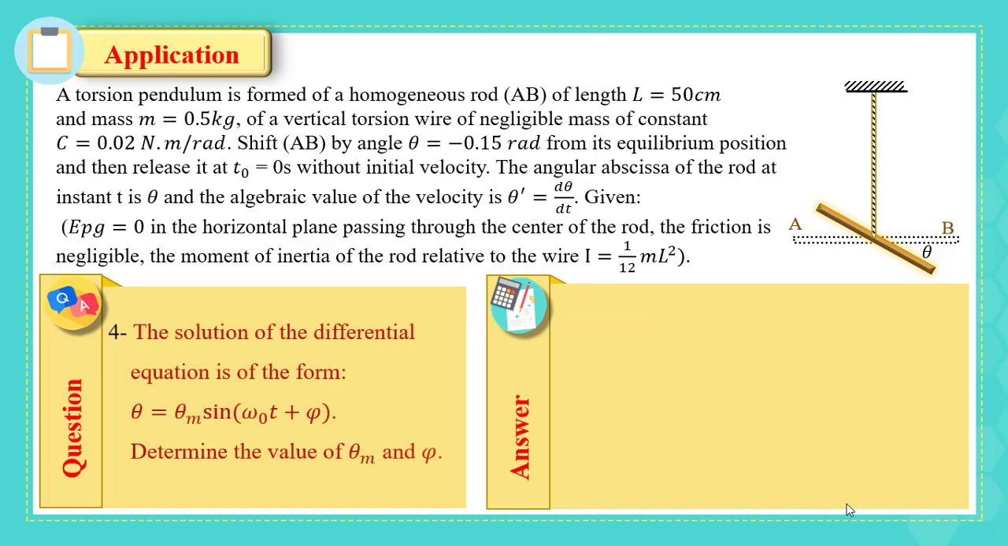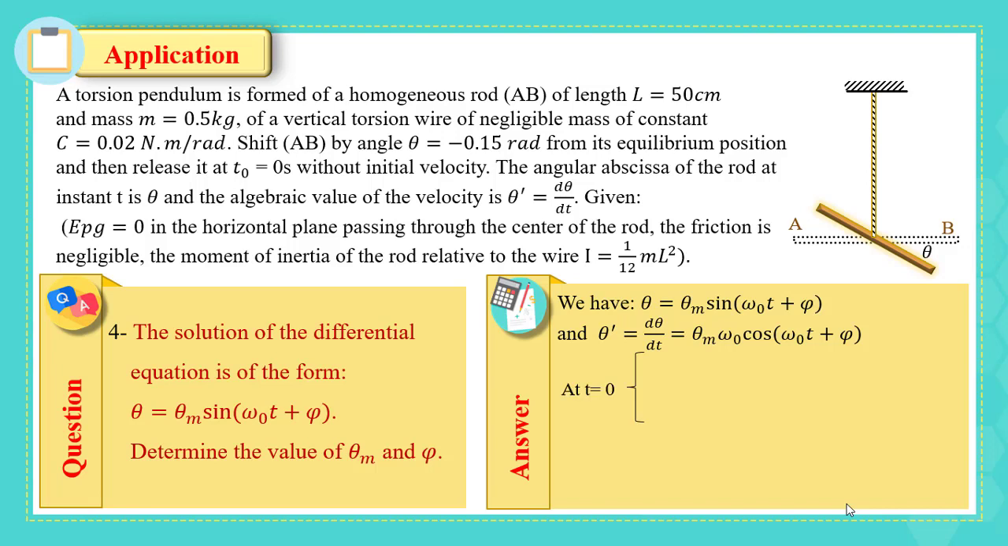The solution of the differential equation is of this form. Determine theta maximum and phi. The same steps that we used to do in previous videos. We have the solution. We try to find its derivative to find theta prime. Then at t equals to 0, theta 0 is minus 0.15 equals to theta maximum sine phi. Theta prime 0 equals to 0, which is theta maximum omega 0 cosine phi.